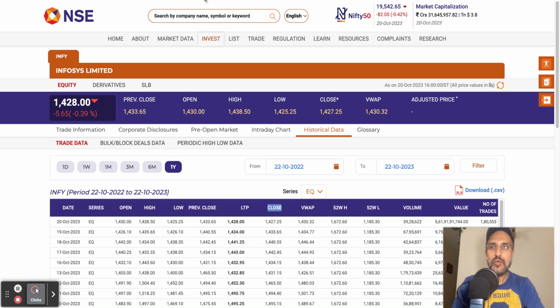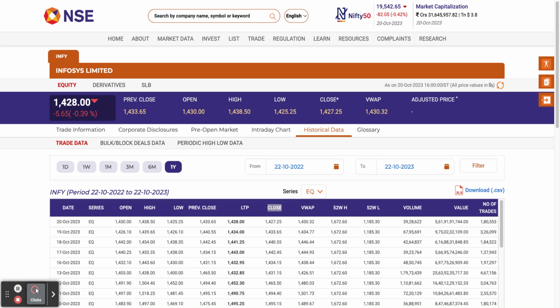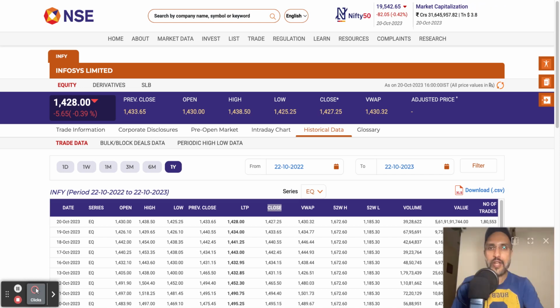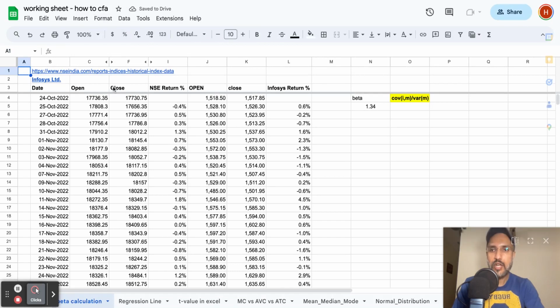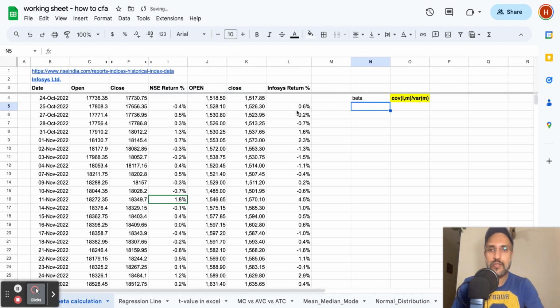Now friends, let me go to your working sheet. This is the same working sheet friends which I use to not just prepare you for the exam, but also for your financial world or for your jobs, right? So let me just use this. Let me open this sheet for you. This is the working sheet, how to CFA. So what I have done friends is very simple.